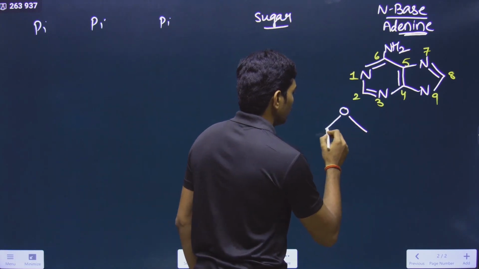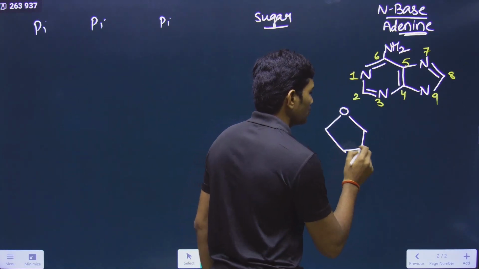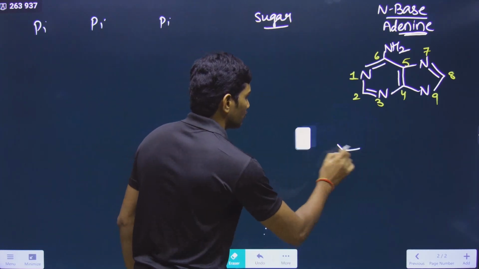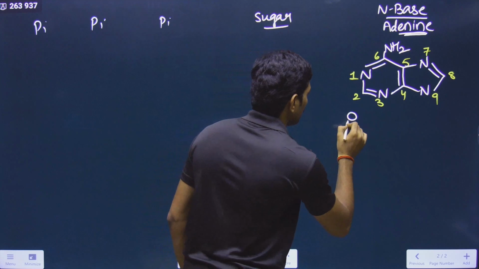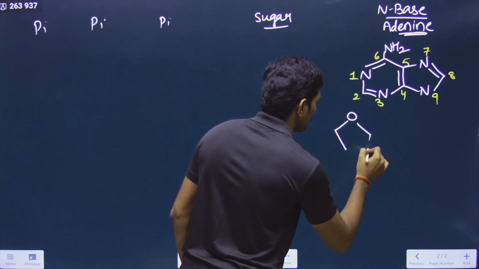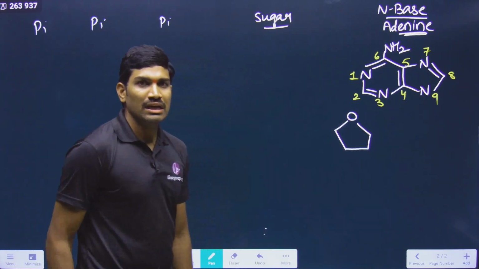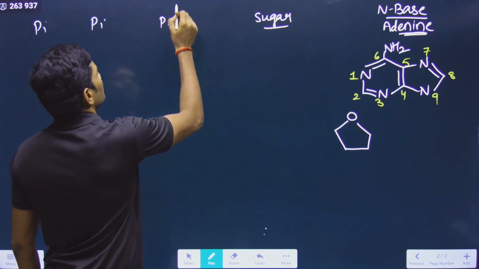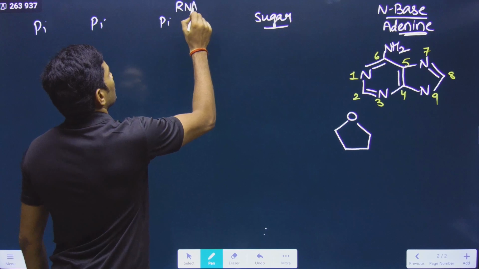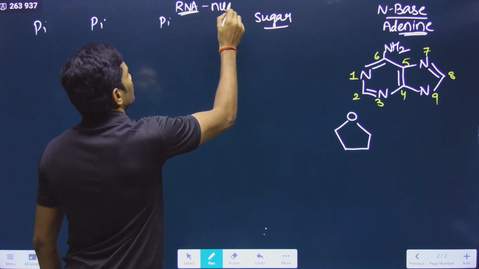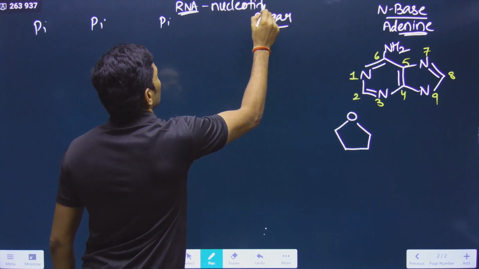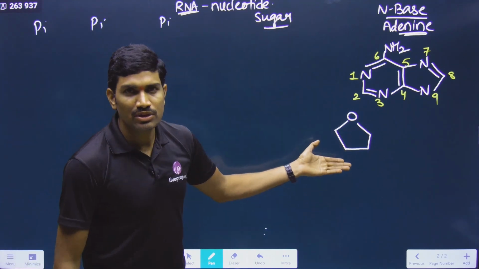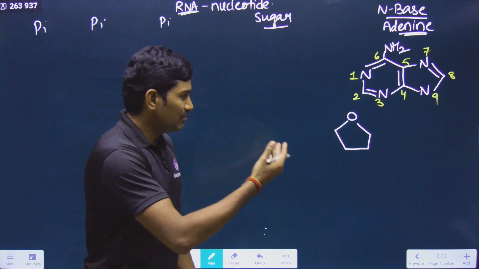Already I told you, whenever we draw the structure of sugar, we need to use a furan ring. Yes or no? So let us draw the furan ring here. Understood or not? First let us take RNA. With respect to RNA nucleotides, we are talking about only a single nucleotide, not complete RNA. Please remember. RNA nucleotide means what type of sugar is needed? Ribose sugar is needed. And we already know the structure of ribose sugar.